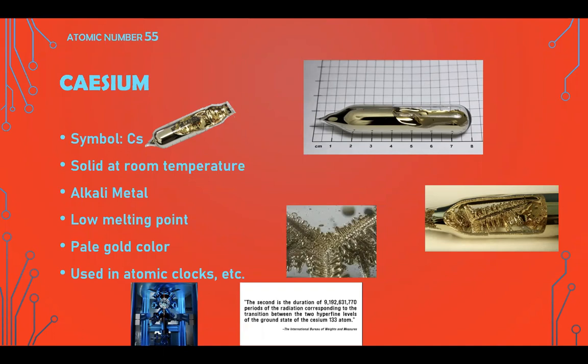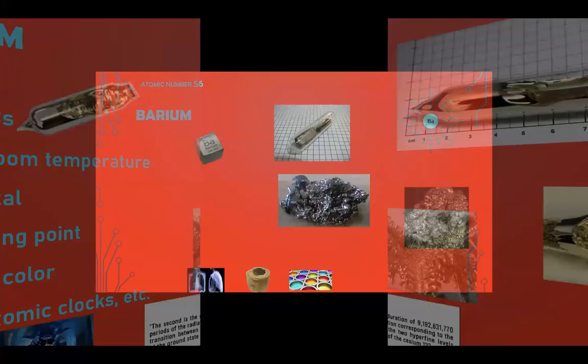It basically means that the outermost electron of cesium, that's one electron, interacting with the nucleus 9,192,631,770 times results in the passing of 1 second. Atomic clocks are the most precise timekeeping devices we have today. That's one of the reasons I like cesium a lot.